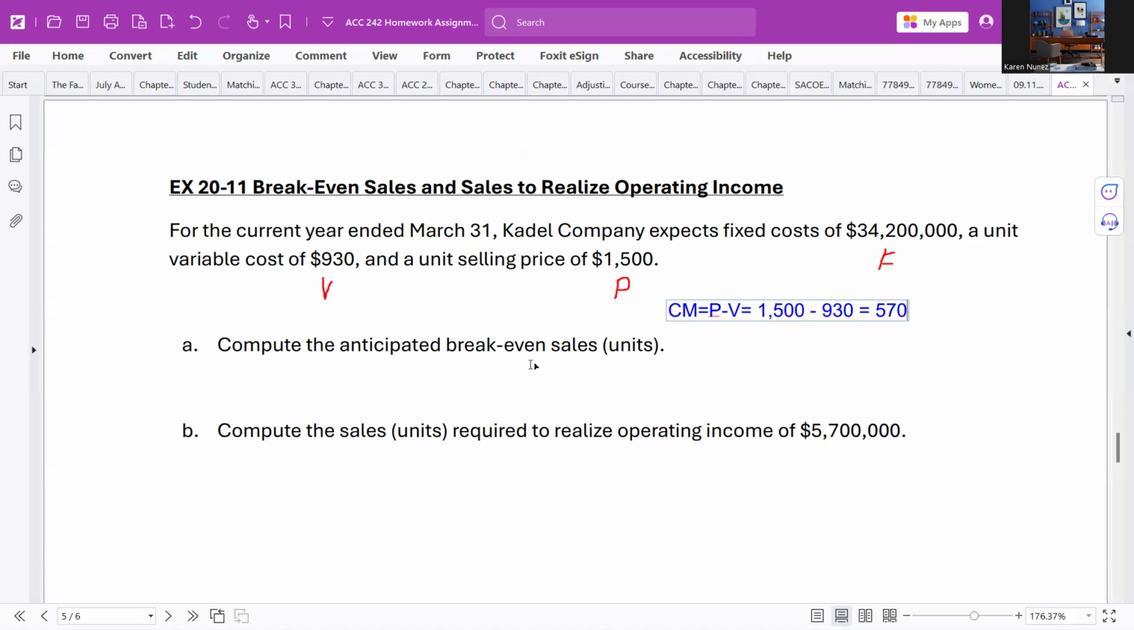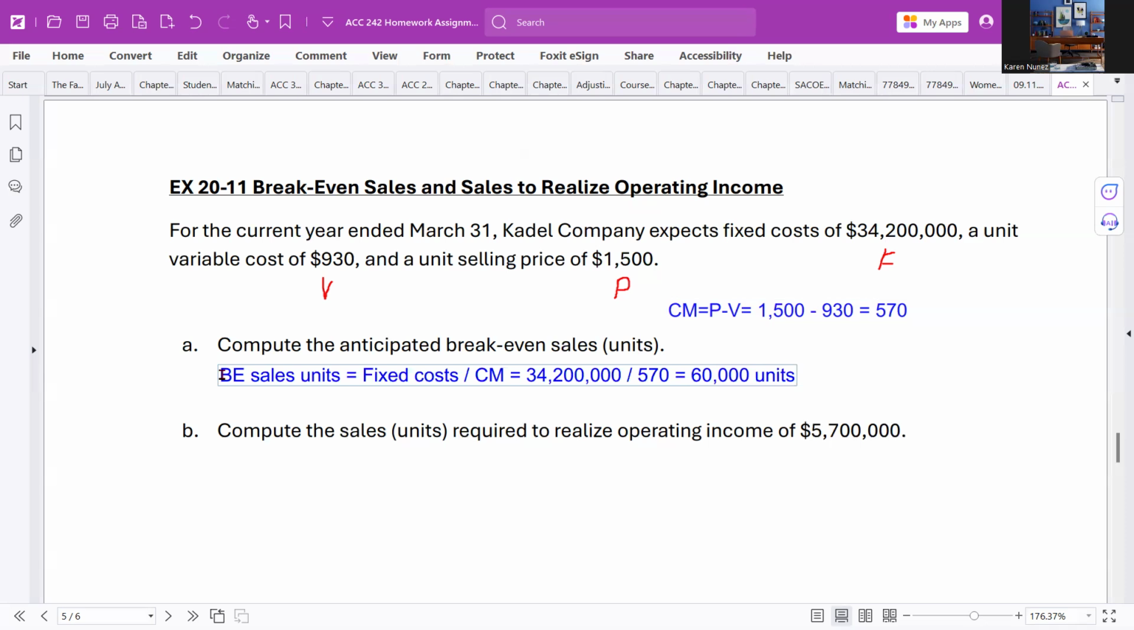And if we want the break even in unit sales, the break even unit sales is just going to equal those fixed costs divided by that unit contribution margin. So we're going to take those fixed costs of 34.2 million and divide by that unit contribution margin of 570. They need to sell 60,000 units of product. When they sell exactly 60,000 units, they break even.